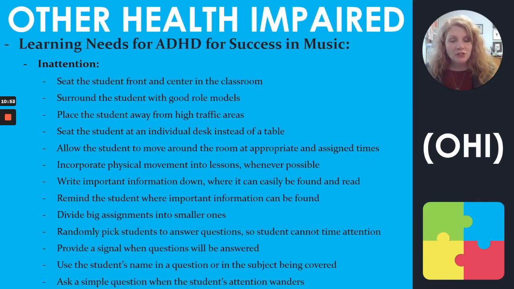Write important information down where it can easily be found. There needs to be a section on the board or right out the door. You need to know. Read it and literally have the kids stop and read it.